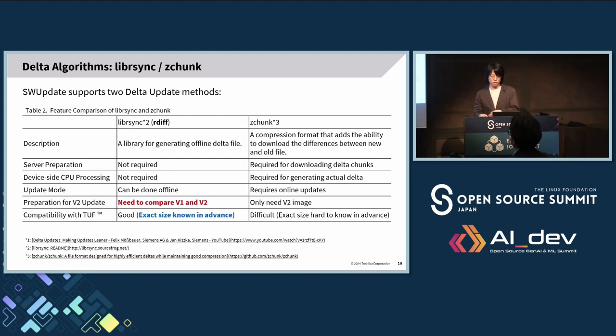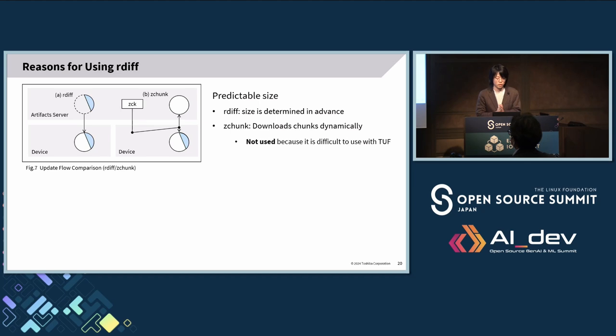To make it clear, let's refer to a simple diagram like this. In this diagram, RDF simply pulls the delta from the artifact server, whereas zchunk requires comparing with the device's root file system to download the differences. In other words, RDF provides a predictable size in advance, making it possible to generate metadata with TUF. On the other hand, zchunk's size is unpredictable, which prevents us from creating metadata in advance. Therefore, we have chosen to use RDF.